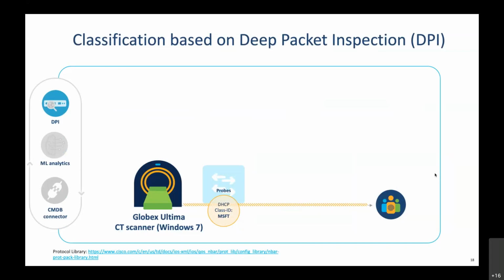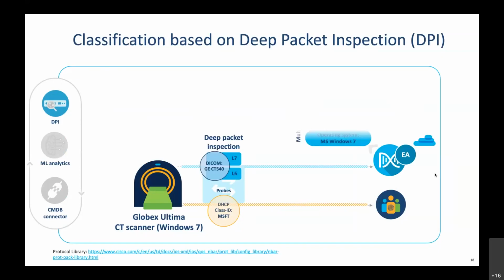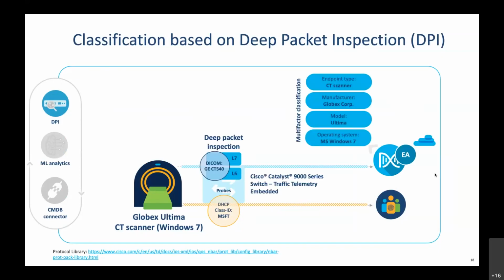But in this example, we have the benefit of knowing that this is not a Windows workstation. This is actually a CT scanner. So we have to come up with a way to gain more context and information around this endpoint. And that's exactly what endpoint analytics does. So if you're using endpoint analytics, what we're able to do is use deep packet inspection. And deep packet inspection is something that is powered by NBAR. And NBAR is network-based application recognition. And this is an engine that is embedded natively on the Catalyst 9000 series infrastructure.